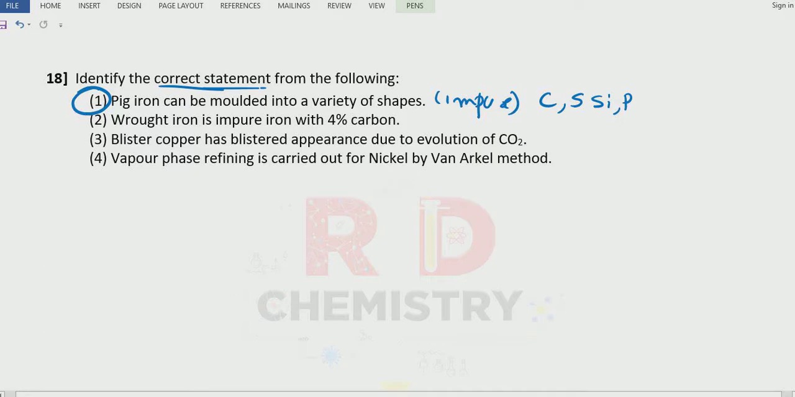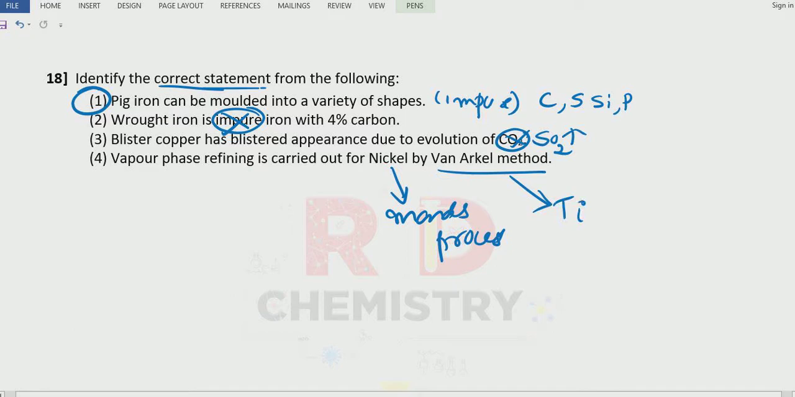Wrought iron is impure. No, wrought iron is actually pure iron, with a very trace amount of carbon. Next one. Blister copper has a blistered appearance due to the evolution of carbon dioxide. Not carbon dioxide, it should be sulfur dioxide gas. Next one, the last one. Zone refining is carried out for nickel by the Van Arkel method. Not by the Van Arkel method, it is by the Mond process. The Van Arkel method is used for titanium or zirconium purification. The answer is option number 1.